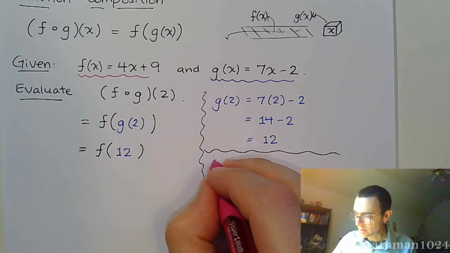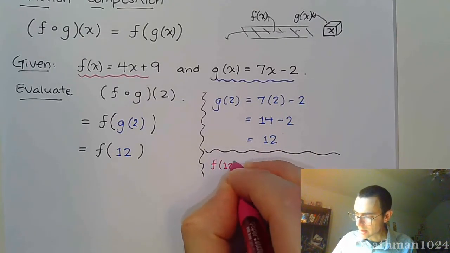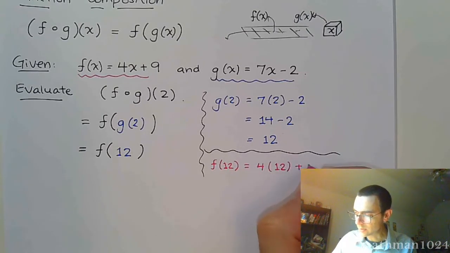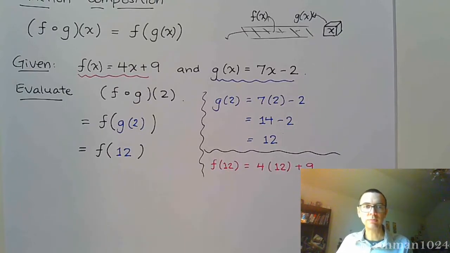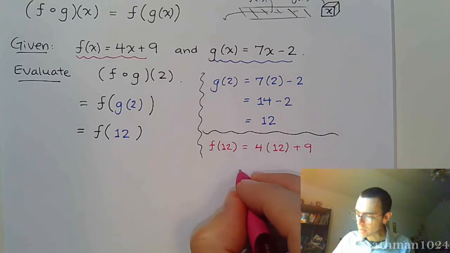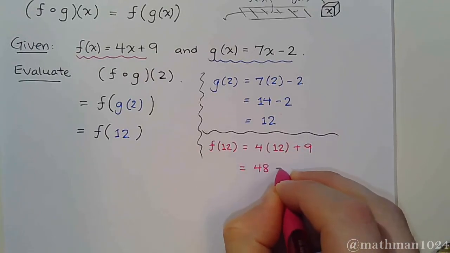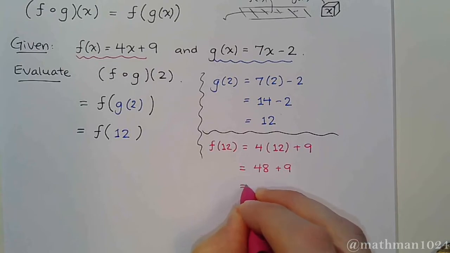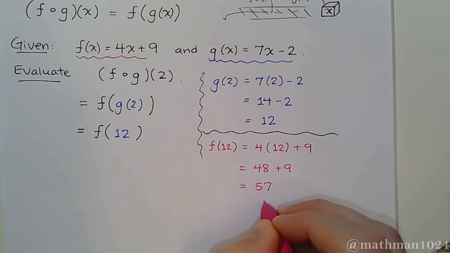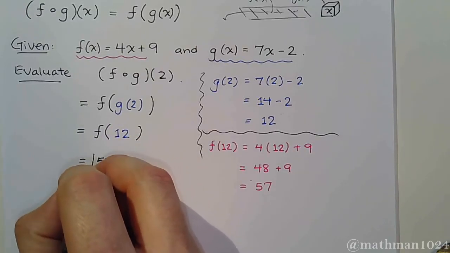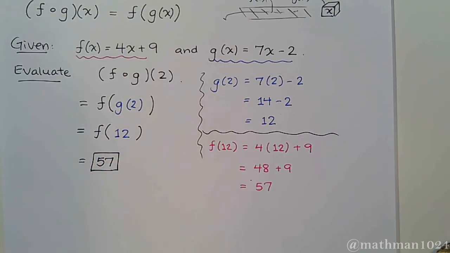All right, so it's f of 12, and off to the side, let's figure out what f of 12 is. So f of 12 is 4 times 12 plus 9. All right, so working this out, 4 times 12 is 48 plus 9, and this gives me a grand total of 57. So over here, f of 12 is 57, and now we're done. Now this was doing f of g of 2.